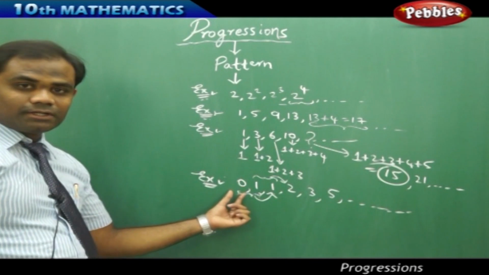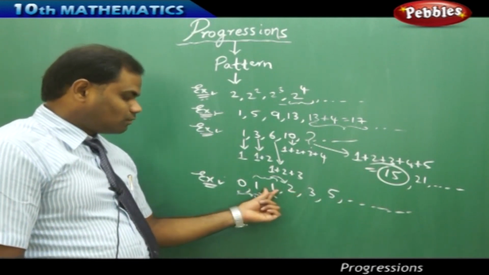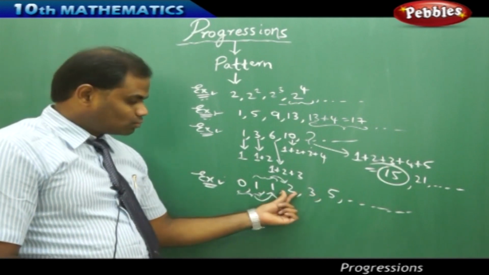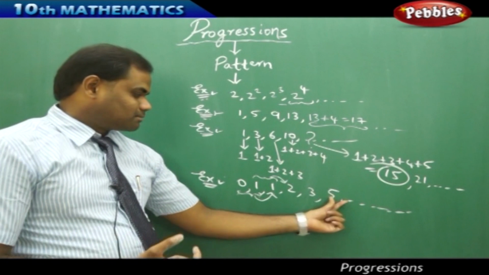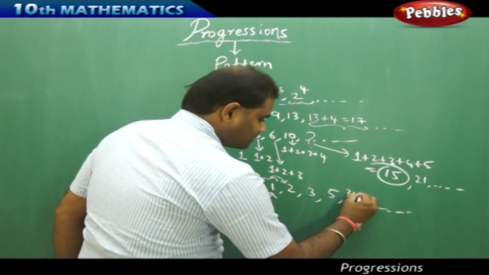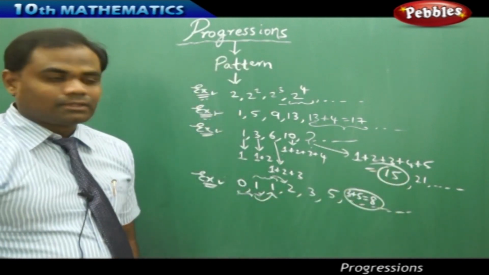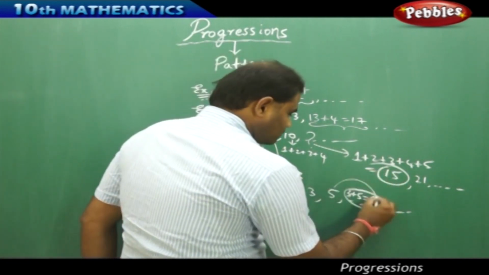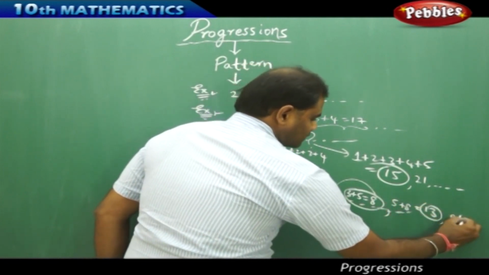That is, as I see here, 0 plus 1 is 1, and 1 plus 1 is 2, 1 plus 2 is 3, 2 plus 3 is 5. Therefore, we can guess the next term being 3 plus 5, which is 8. And then finally, the next term will be 5 plus 8, which is 13, etc.